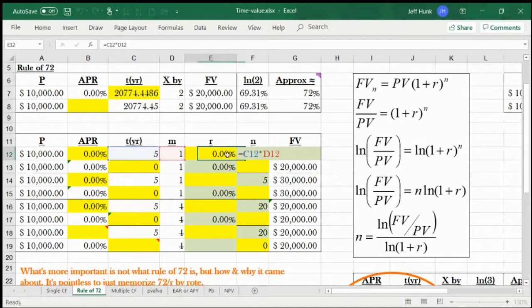What happened? G12 over A12 raised to 1 over G12 -1.